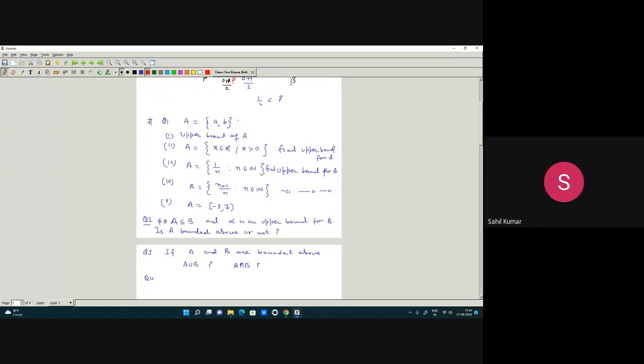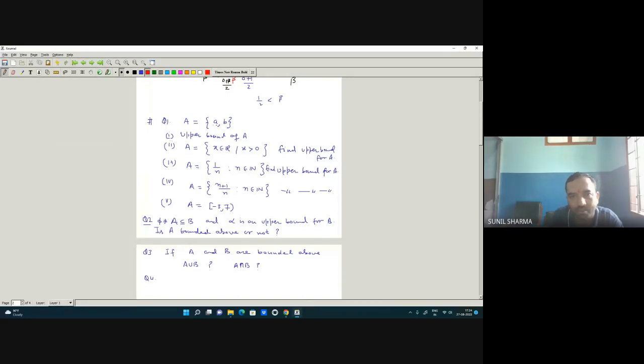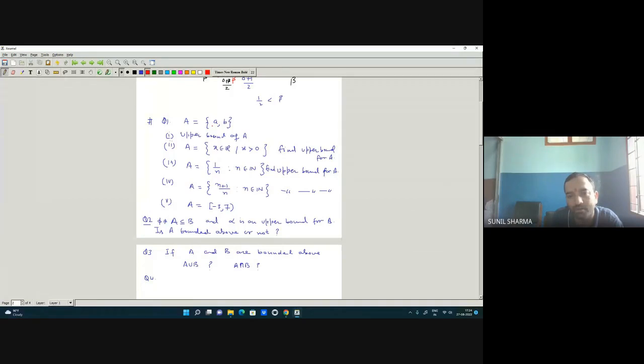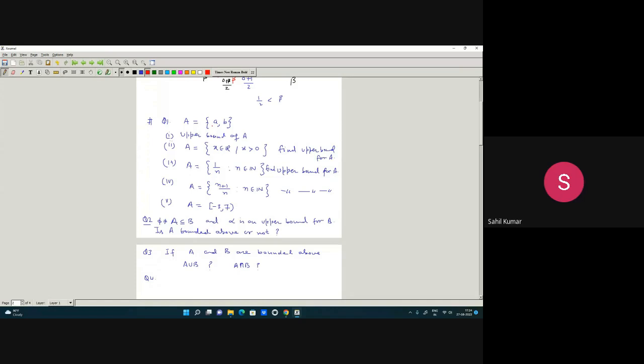No, Sahil, x belongs to A, but what can x be? My set A is equal to {a, b}. Two elements only there, right? Do you know which one is bigger? Is a bigger than b, or b bigger than a, or are they equal? Sir, b. How do you know? Sir, because it is to the right of a.